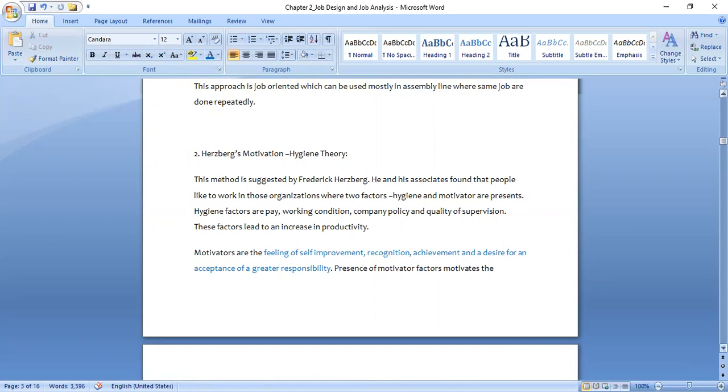And he says that people want to work in organizations where there are two factors: the hygiene and the motivator. And then he goes ahead to explain the hygiene factors, and the hygiene factors are the pay, work condition, company policy, and the quality of supervision. Are we together?